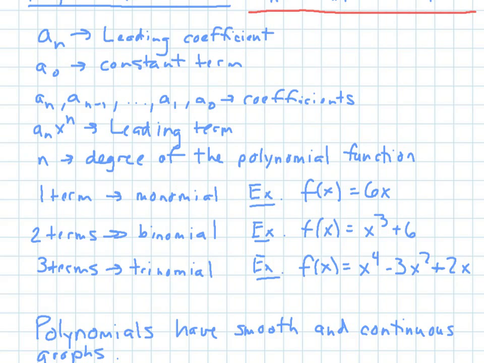If you have a polynomial with one term, that's a monomial. A polynomial of two terms is a binomial, and a polynomial of three terms is a trinomial. Okay? And there's examples over here to the right of what I'm talking about.